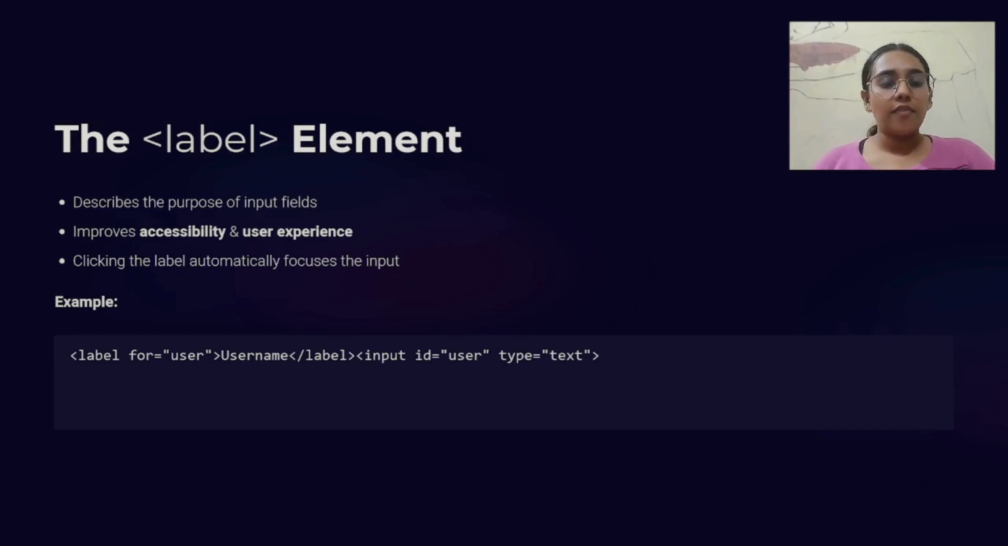Next, the label tag. Labels are used to describe what each field is for. They make forms easier to understand and more accessible. For example, a label saying name tells the user exactly what to enter in the box.